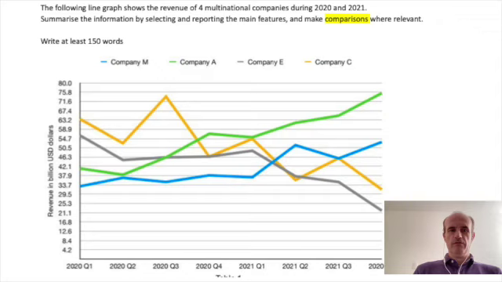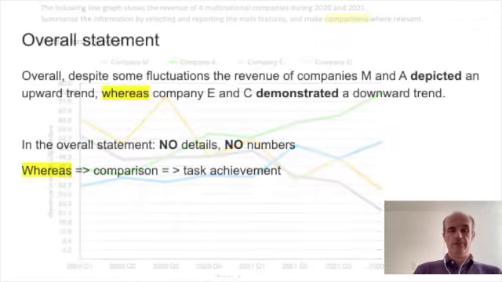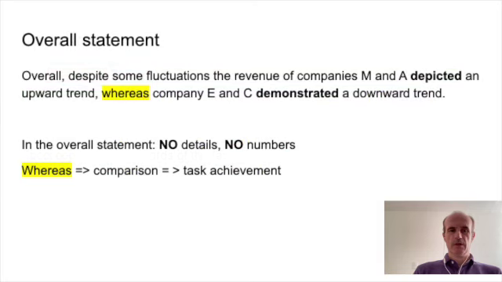Very important for your overall statement, do not mention any details and do not mention any numbers. Now, how does that look? Take a look at my example. Overall, I definitely want to begin with a word like this. Overall, despite some fluctuations. I say this because I do acknowledge that the line does not go straight up or straight down, so there are some fluctuations, and I acknowledge that with this noun phrase.